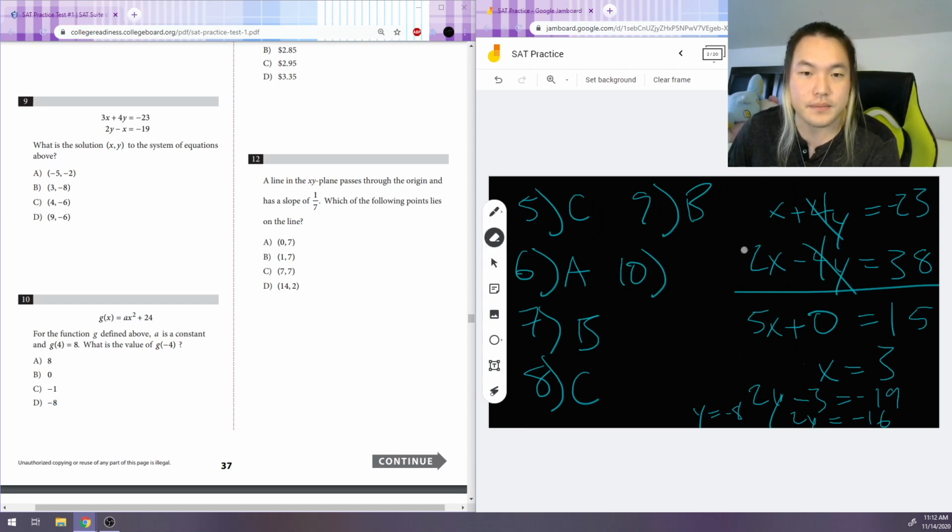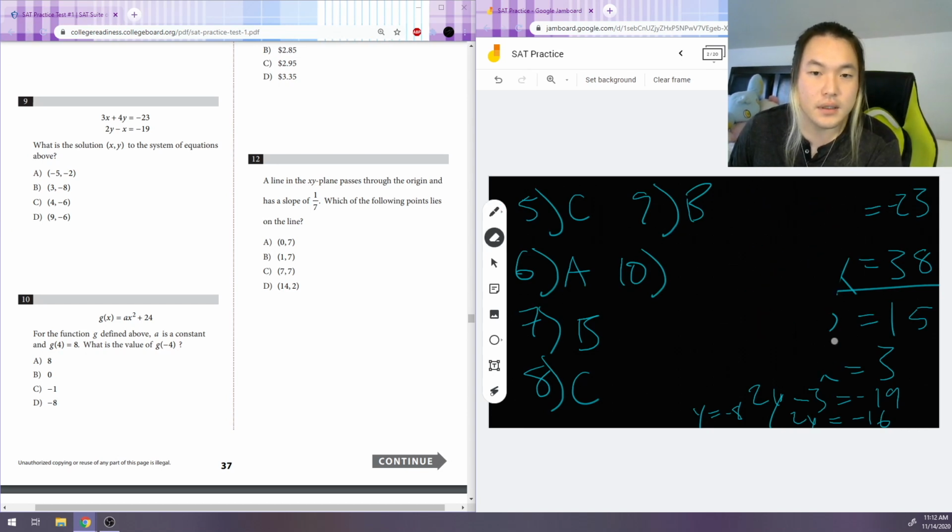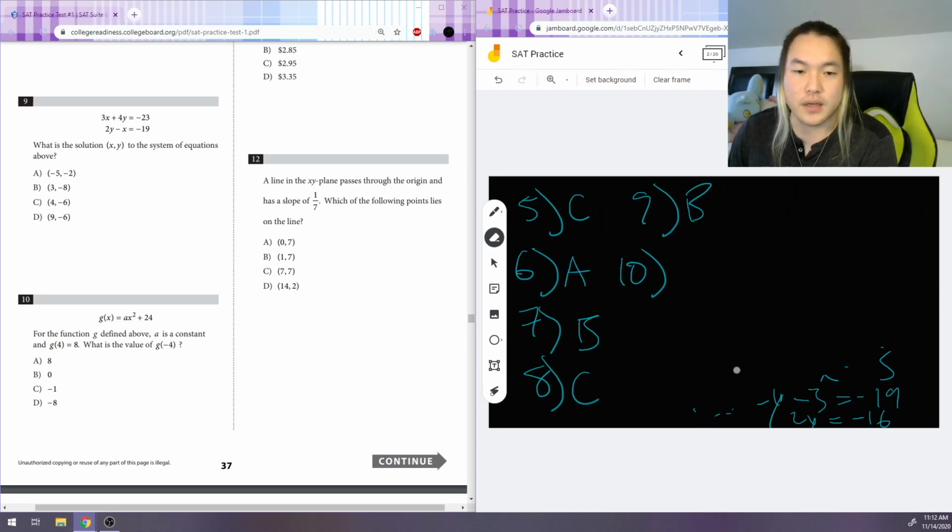Last problem, number 10. So this one, I'll start by showing you how the College Board solves it, but then I'll also show you how I solve it as well.